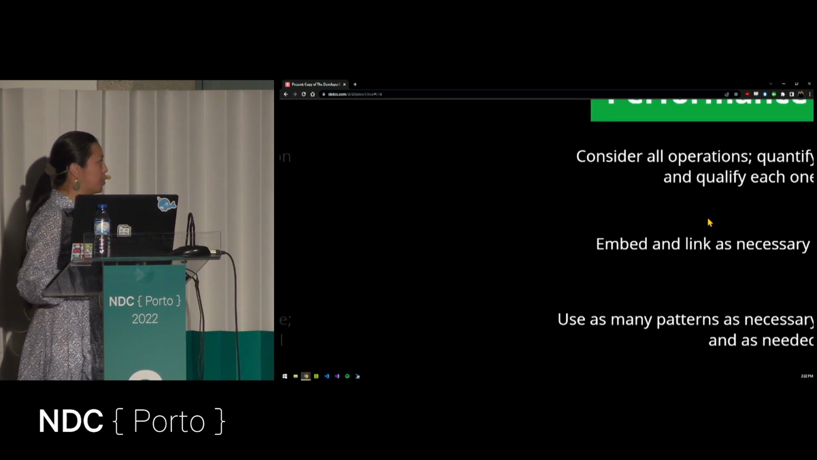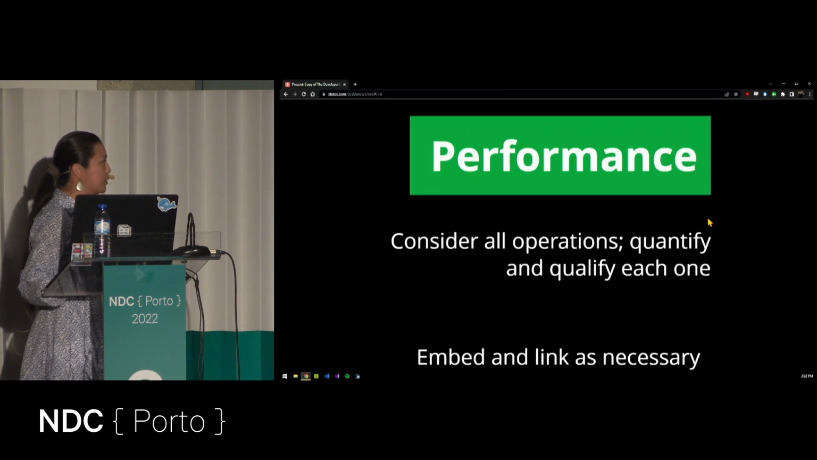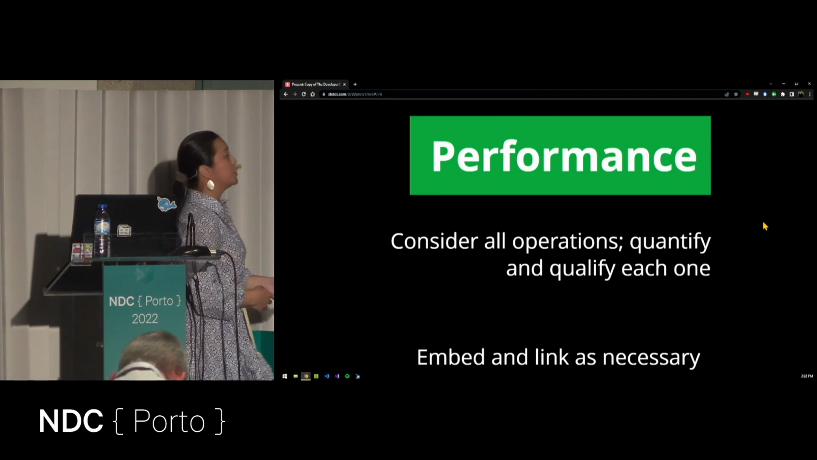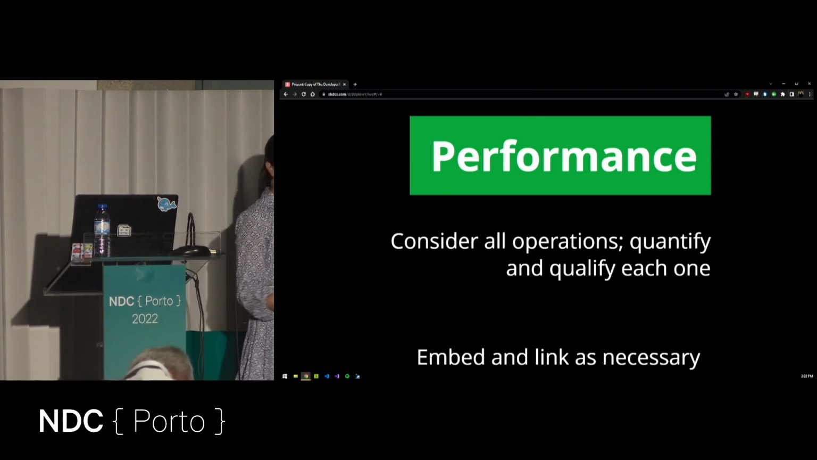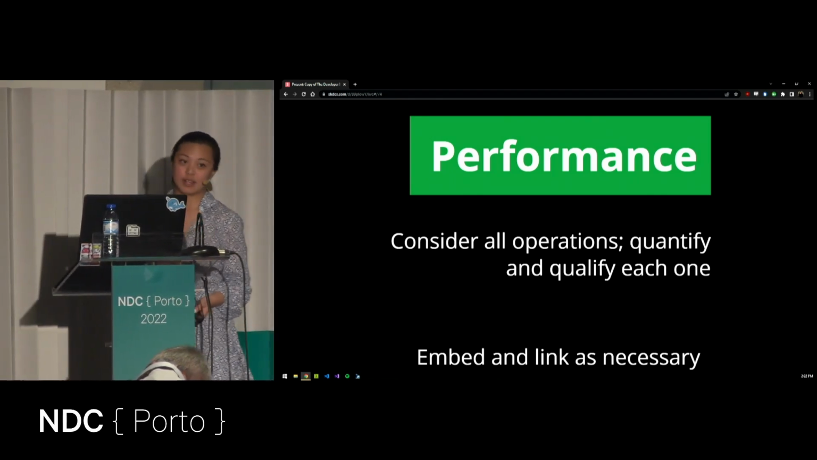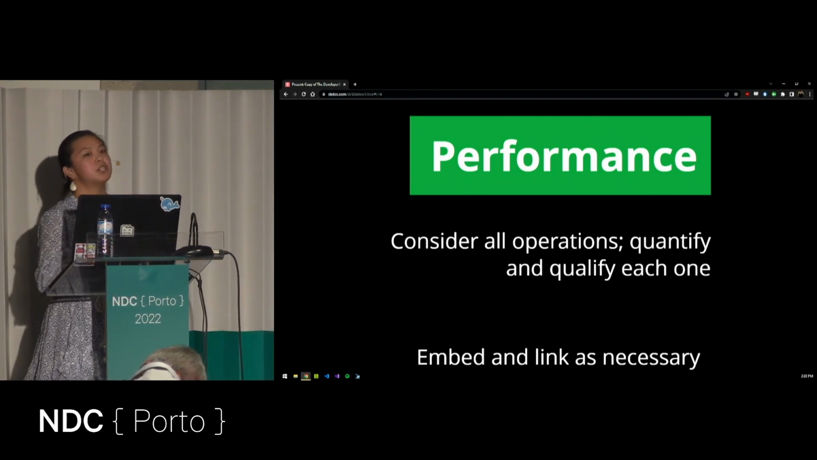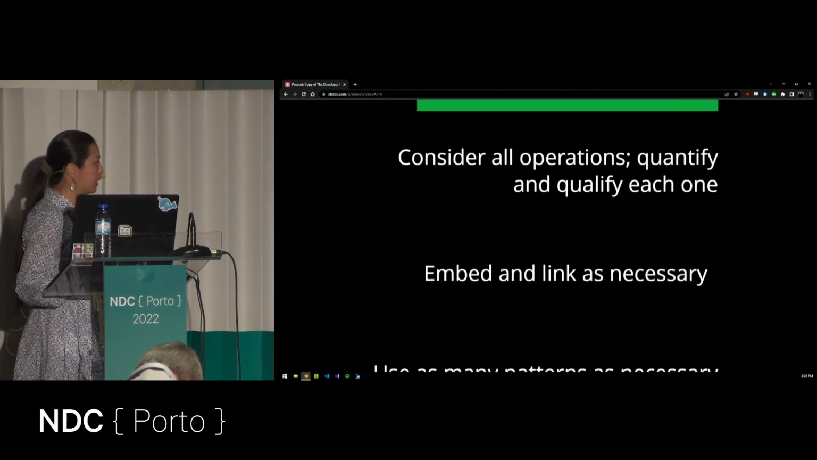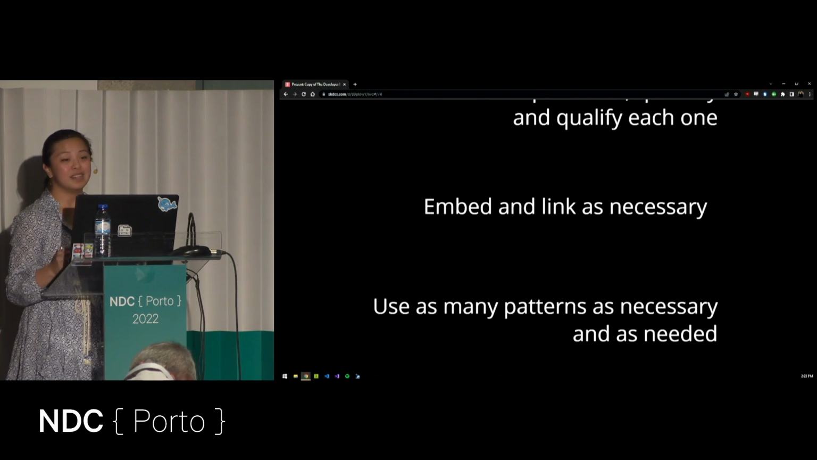And of course, for performance, you'll want to do the more detailed version of this methodology, right? So you want to consider all operations. You want to list out every single one. You want to qualify each one. You want to back that up and comb through your production logs and statistics. And you want to make note of everything. You want to embed and link as necessary.